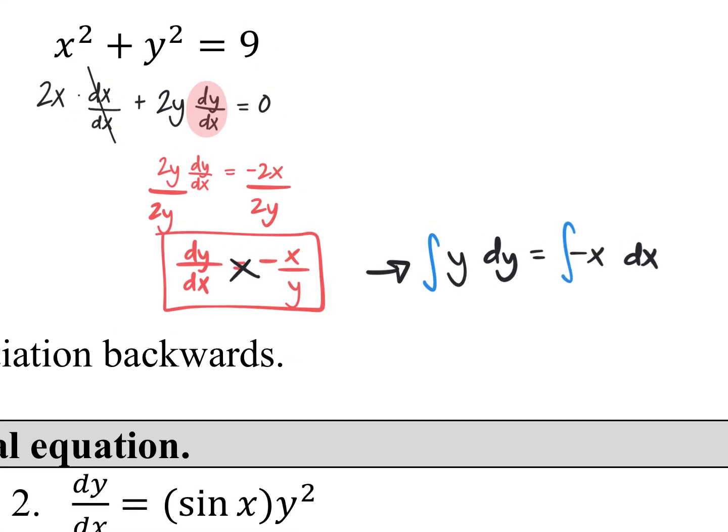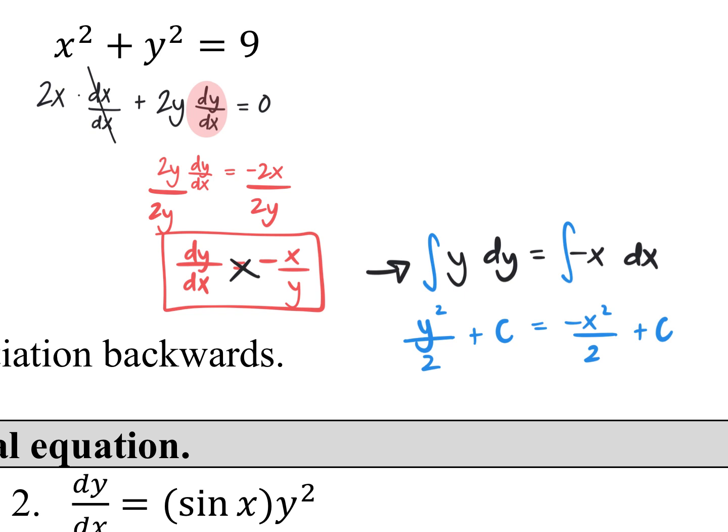And if I integrate y, I end up with y squared over 2 plus c. What do I end up with on the other side? Negative x squared over 2 plus c. Okay, now can I just cancel these c's out? No, because do I know what that c is equal to? No. So what I want to do now is I want to solve for y.